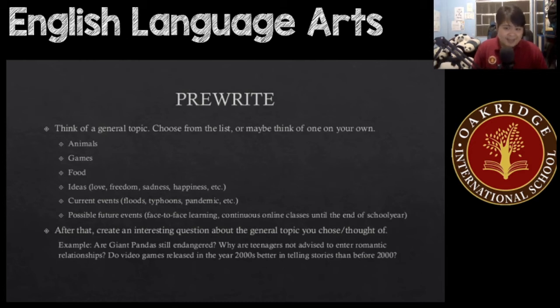Example, you could talk about animals, about games, about food, about ideas like love or freedom or sadness or happiness. Current events like the recent floods or the typhoons or this pandemic, this COVID-19 could be as well. Or possible future events like, for example, the face-to-face learning which is being proposed, which would be happening next year maybe, right? Or the continuous online classes until the end of the school year, right? Stuff like that.